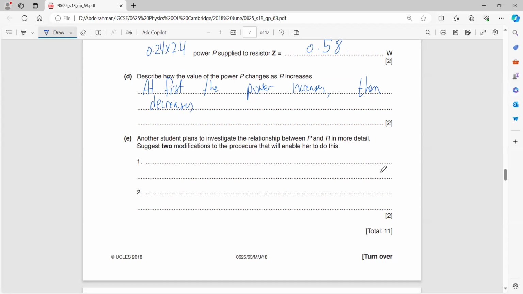Another student plans to investigate the relationship between P and R in more detail. Suggest two modifications to the procedure that will enable her to do this. How can I further investigate the relationship between P and R?